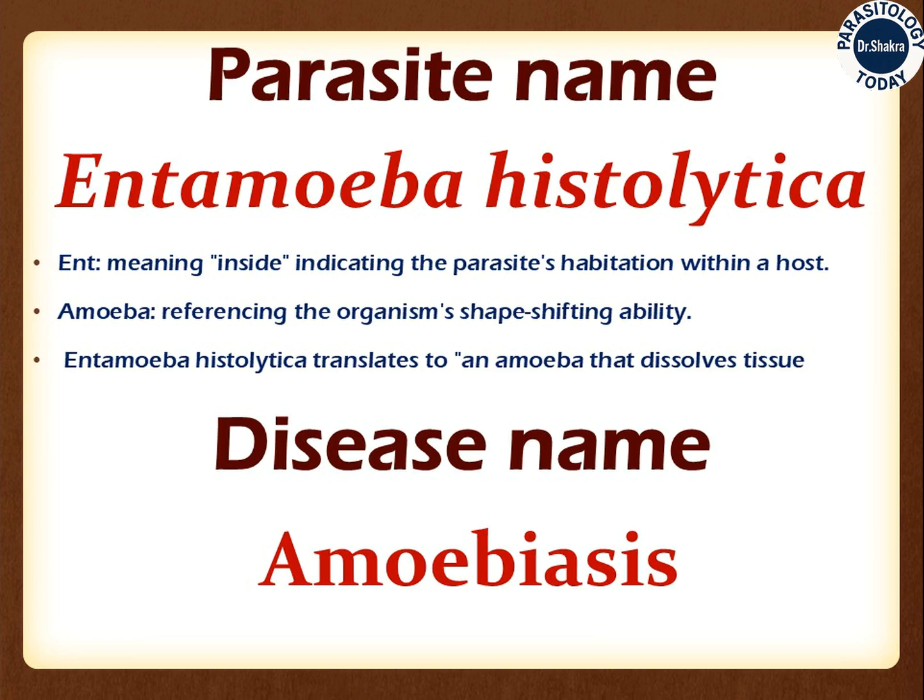The name Entamoeba histolytica is derived from Greek roots. Ent meaning inside or within, indicating the parasite's habitation within a host. Amoeba, meaning change, referencing the organism's shape-shifting ability. Histo meaning tissue. Lytica meaning dissolution. Entamoeba histolytica translates to an amoeba that dissolves tissue.